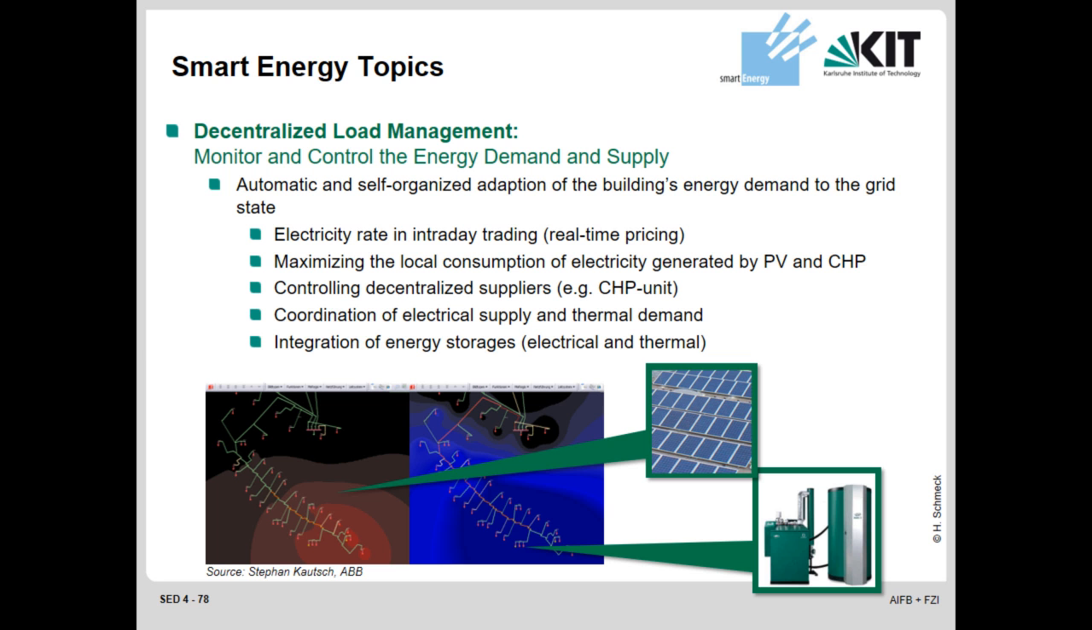And so just to repeat what kind of topics we are interested in here, you remember we have to look at the decentralized load management on different levels, on house level, building level, factory level, and so on, where we need some kind of adaptation of the energy demand to the grid, depending on the current state in the intraday trading. That would be real-time pricing, maybe negative prices. Yeah. We would like to maximize the local consumption of electricity, so that's self-consumption, self-supply.